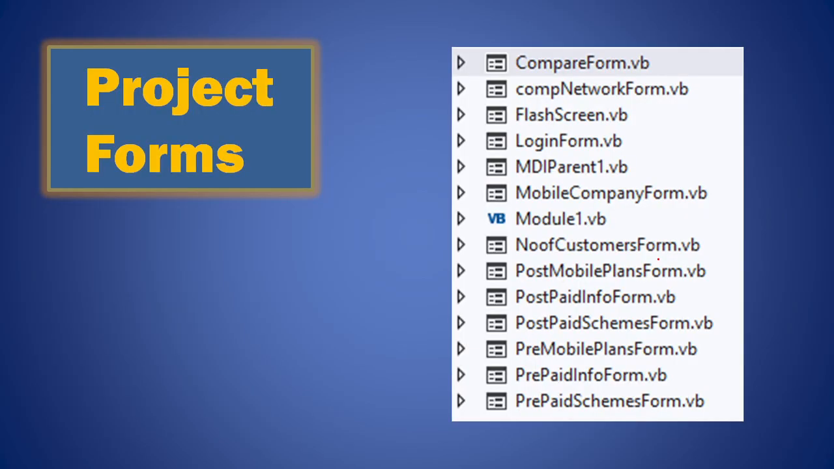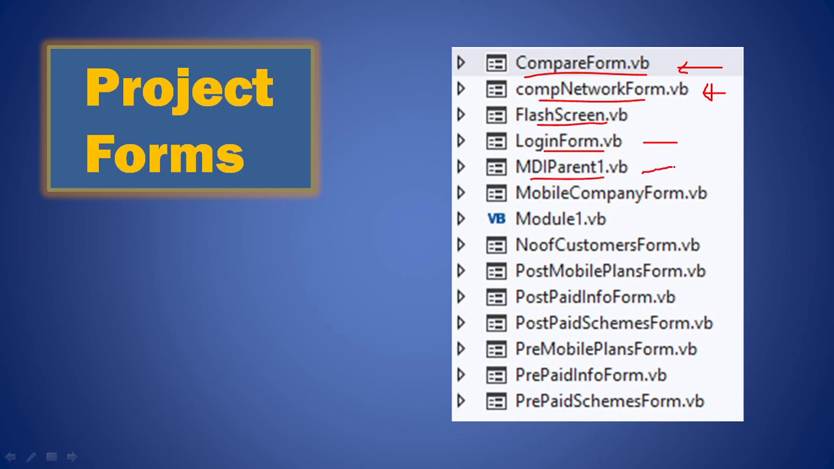Project forms. I'll just show you what forms we are using in this particular project. Compare form is to compare the mobile plans. Company network form shows what networks, like our company names. Flash screen is the welcome screen. The first screen will show the project name. That's the flash screen.